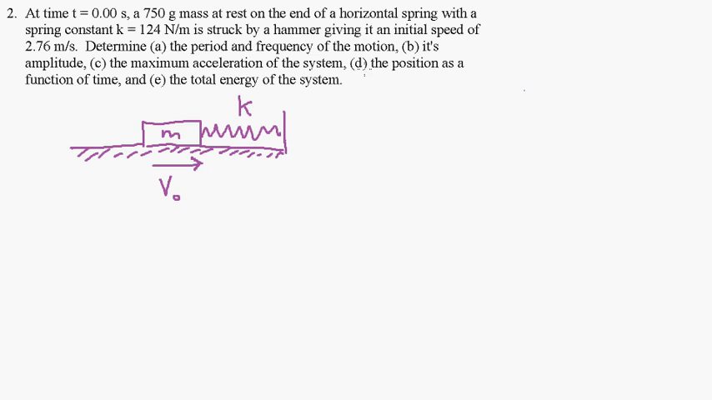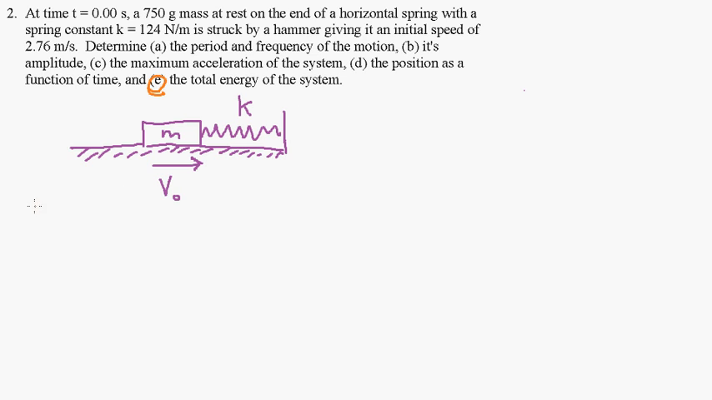So the tricky thing here, which one do I want to do? Position as a function of time, total energy of the system. The easiest thing is probably total energy, so why don't we do total energy first? We're going to do E first, in orange. Okay, total energy of the system.